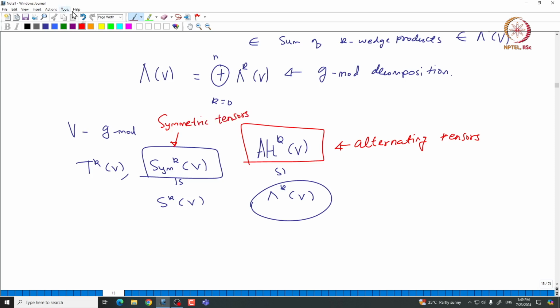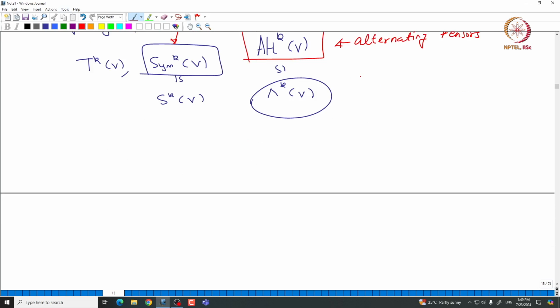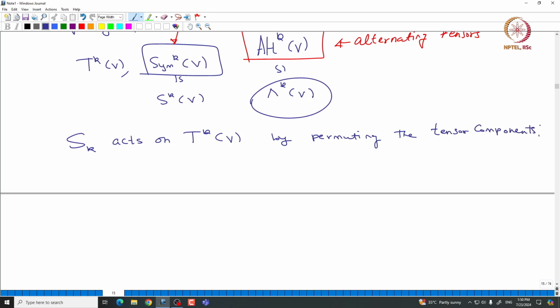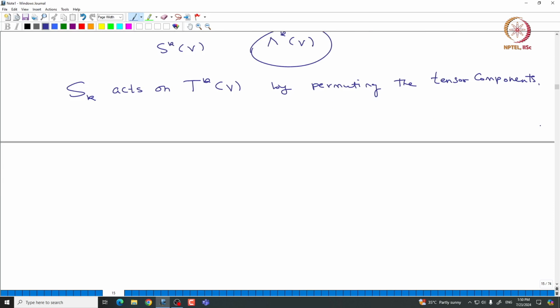So let us see the definition. Again, we can use the natural S_k action on the T^k of V. So recall that S_k acts on T^k of V by just permuting the tensor components. So that actually gives this natural S_k action.